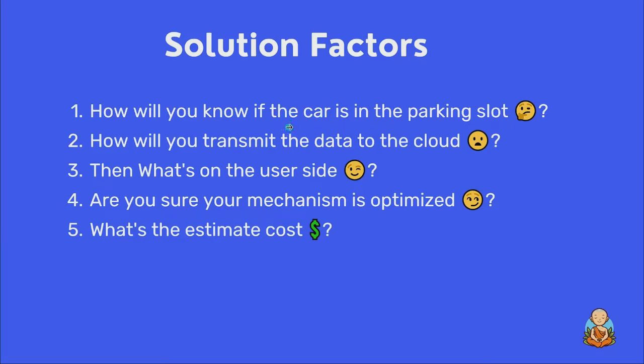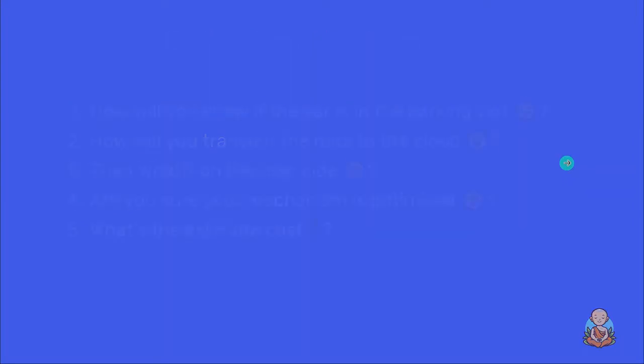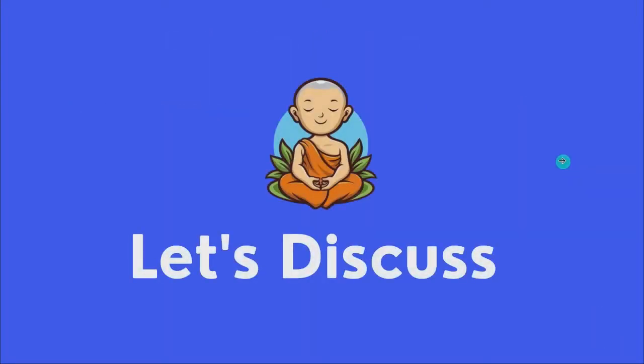So, first of all, how will you know if the car is in the parking slot? Second, if you know the car is in the parking slot, then how will you transmit the data to the cloud? Third, what's on the user side? Fourth, are you sure your mechanism is optimized? And fifth, what will be the estimated cost? So let's go through all of them.